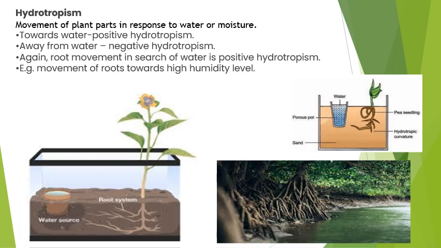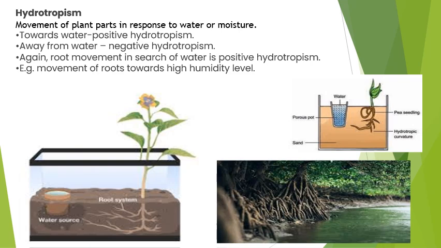Towards water is positive hydrotropism, away from water is negative hydrotropism. So what is positive hydrotropism then? When roots grow towards higher moisture levels in the soil. Wherever the water level is more, there the root will grow more. It helps the plant efficiently locate and absorb water, which is very essential for survival. This is called positive hydrotropism.